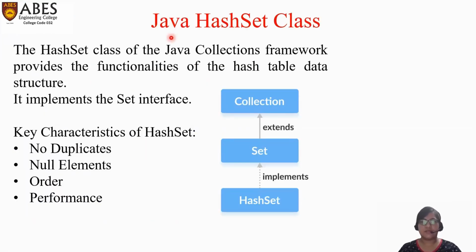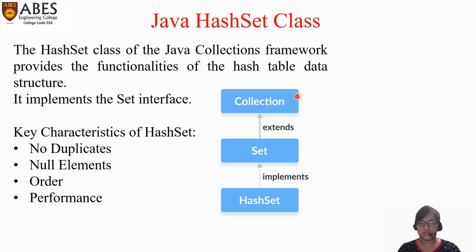Let's discuss the Java HashSet class. The HashSet class in Java is a part of the Java collection framework and it implements the set interface. It's backed by a hash table that is actually a HashMap instance, which means that it provides constant time performance for the basic operations such as add, remove, contains, and size, assuming the hash function disperses the elements properly among the buckets. Here is the diagram that shows the graphical representation of the HashSet class.